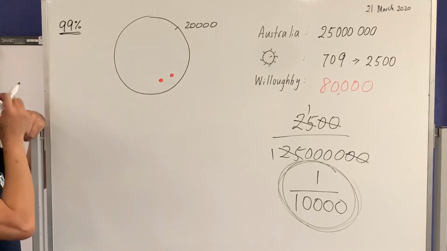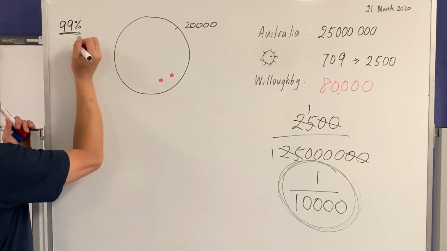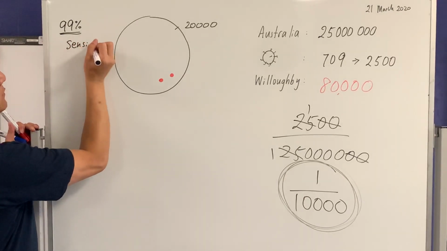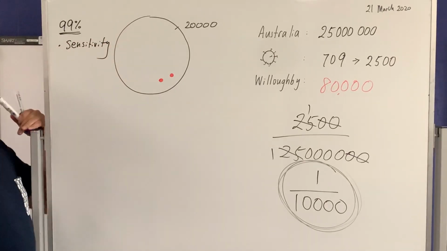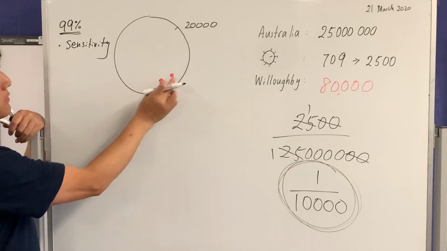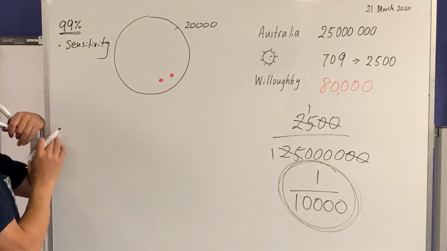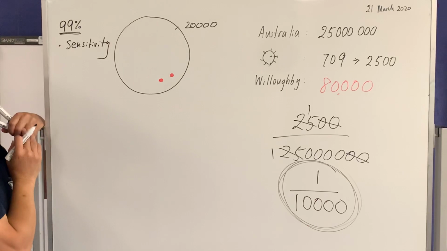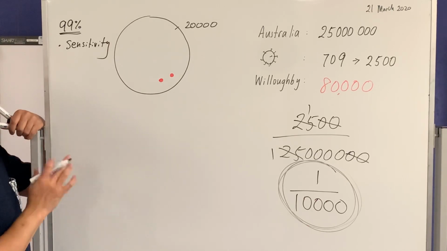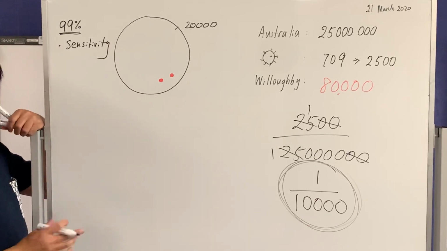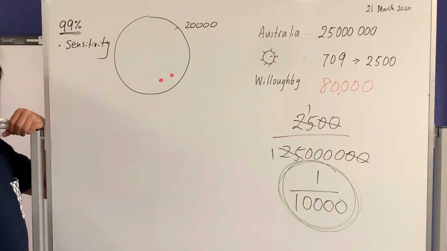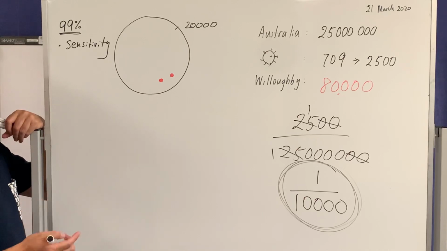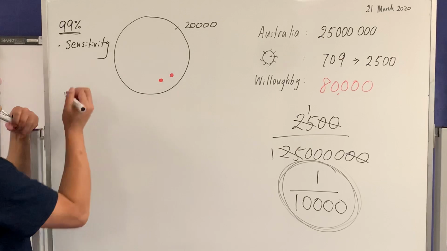Now, the 2 things we have to discuss here. One is sensitivity. Means positive carriers, when they tested, the accuracy is 99%. So if we test 100 people who have coronavirus, 99 people will get the result saying positive. One person, his result will say negative. You don't have coronavirus.